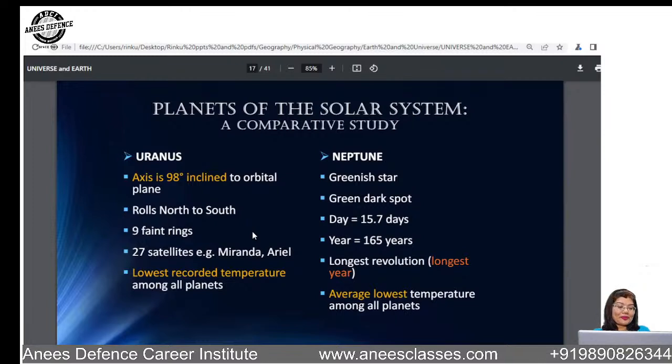Which brings us to Uranus. Uranus is known as the green planet. It is because it has a lot of methane within its atmosphere. Uranus is also that planet that does not exactly rotate in a counterclockwise manner.